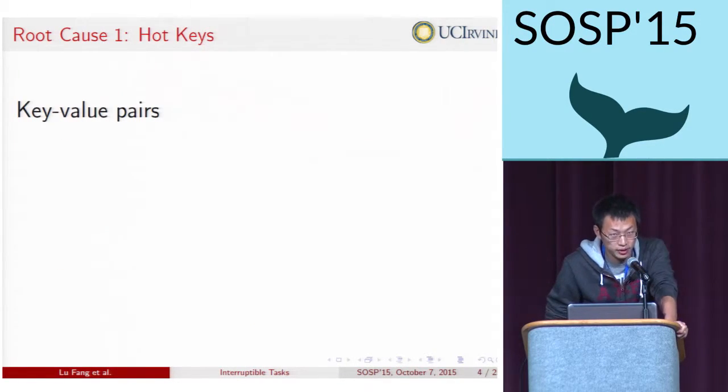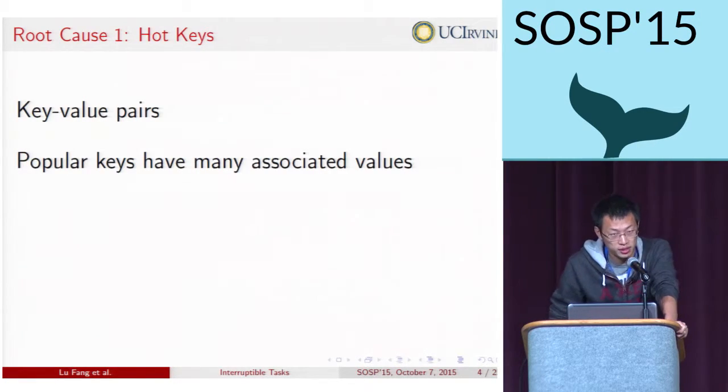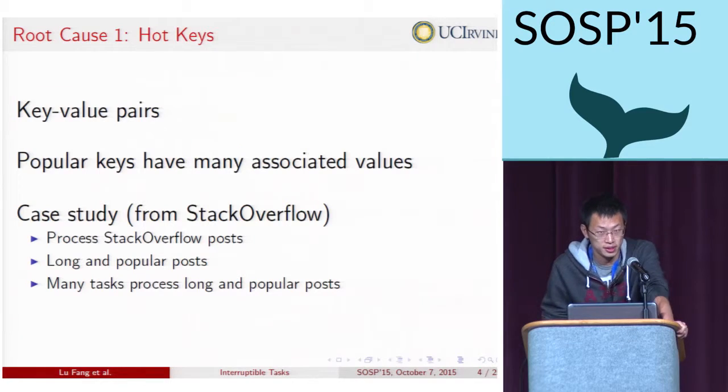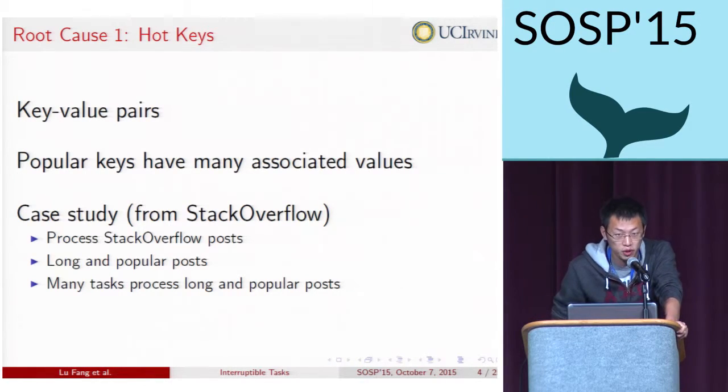Based on our study, we have summarized two major root causes. One is hot keys. In a typical data parallel system, input data are represented as key-value pairs. Some keys are very popular, so they have a lot of associated values. When we process this kind of popular key, the system may suffer from memory pressure.